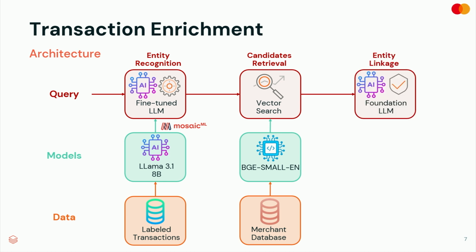Now, we are in the third step, where we perform entity linkage. We take the parsed query from step number 1, from the entity recognition, we take the top 20 candidates for a match, and we are using Llama 3.3 with 70 billion parameters to determine whether there is a match within those 20 candidates. If yes, we select the merchant record and retrieve the enriched transaction information. If there is no match, we simply say no match.